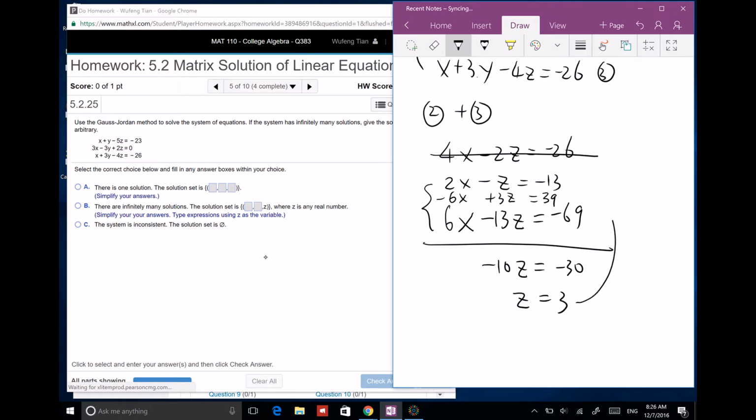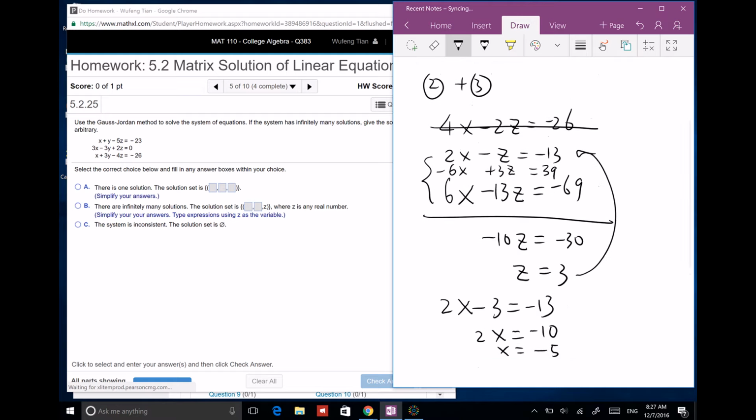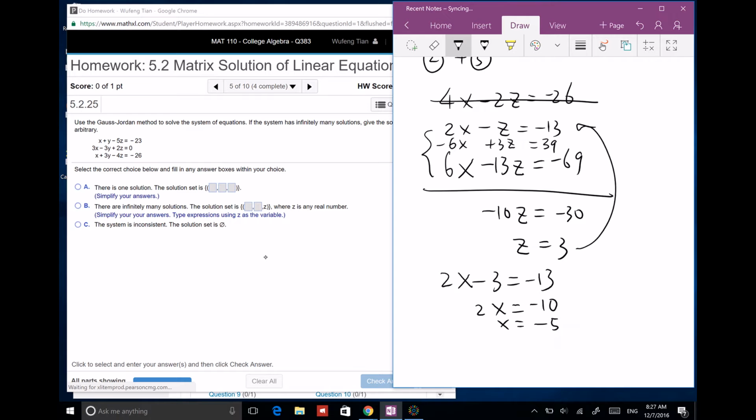Then plug z into this equation. Solve for x. 2x minus 3 equals negative 13. 2x equals negative 10. X equals negative 5. So 3, negative 5. Plug into the first equation and solve for y.